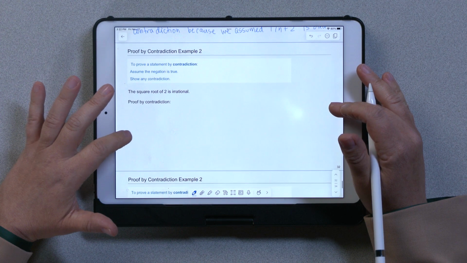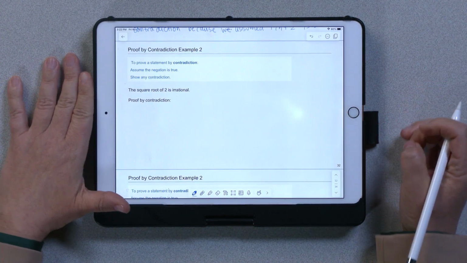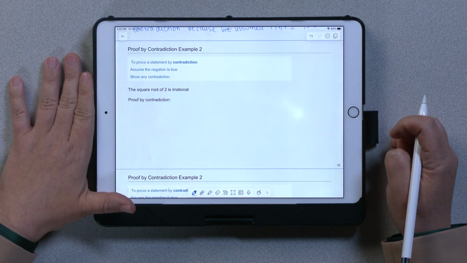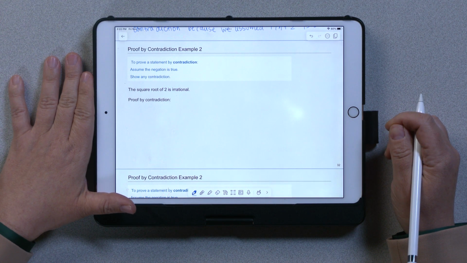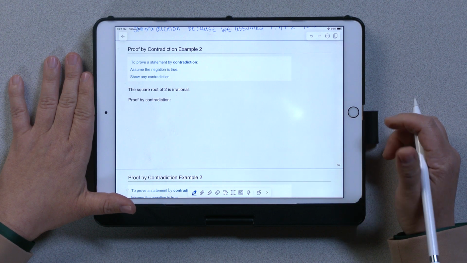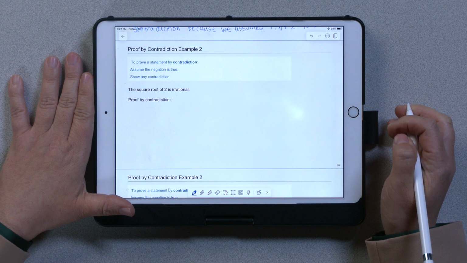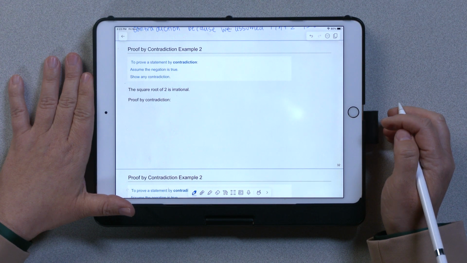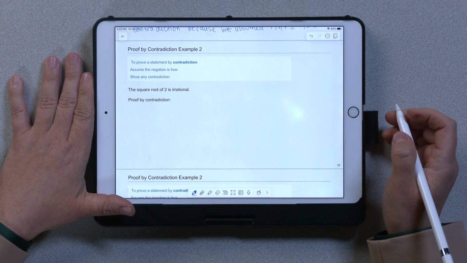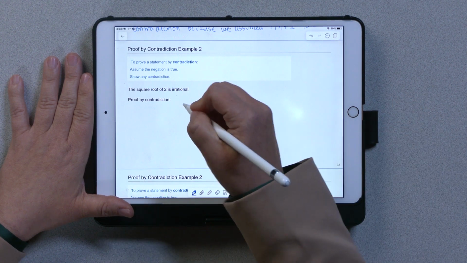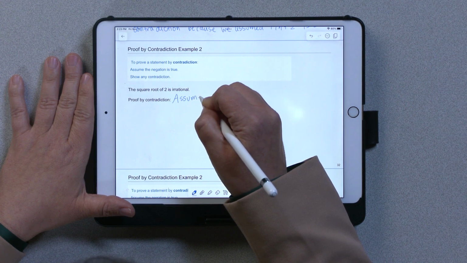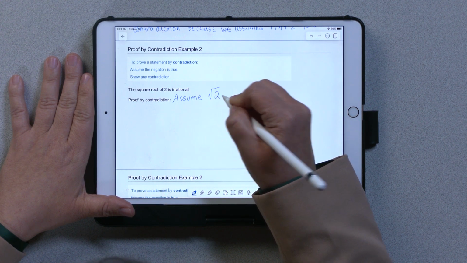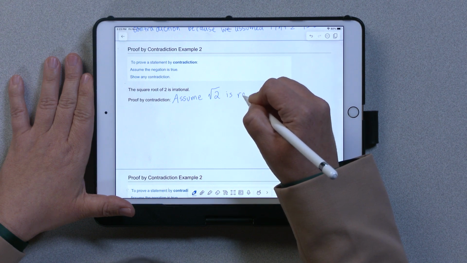Now let's look at another example. And in this example, we will assume the negation of the statement and then show any contradiction. Here, our statement is that the square root of 2 is irrational. When we negate this, we will assume that the square root of 2 is not irrational. Well, that means the square root of 2 is rational. So to start off, we assume the negation of the claim we're trying to show. So we assume the square root of 2 is rational.